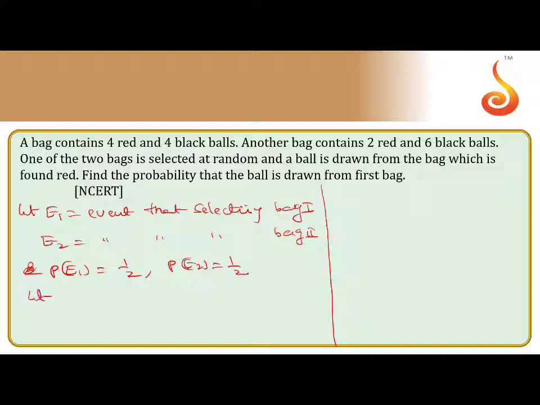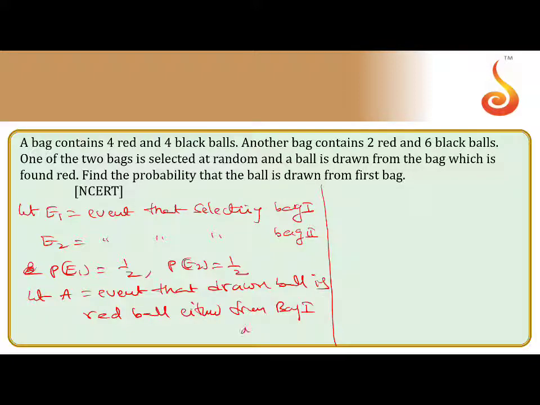Next, we are going to find the probability that the drawn ball is from bag 1. First, describe an event: the drawn ball is a red ball, either from bag 1 or bag 2.